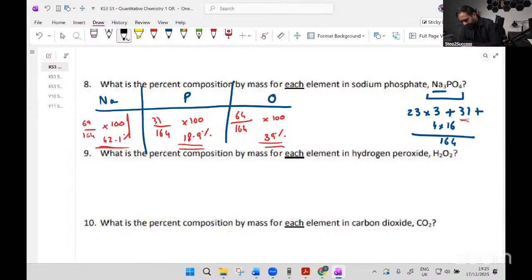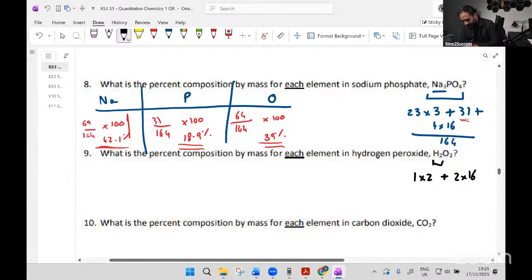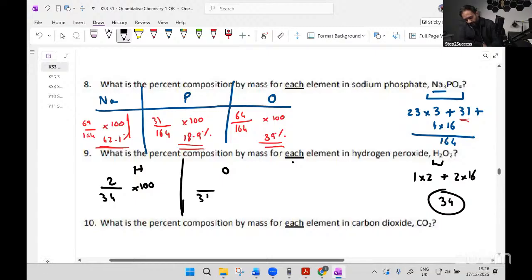But for this one, we need the relative formula mass of H2O2. H on the periodic table has a 1 on it, and there's two of them, so 1 times 2. And oxygen has a 16 on it, so there's two lots of 16. That is 32 plus 2, which is 34. So now, the percentage of each element. So we've got H and O. For the H, out of the 34, 2 came from hydrogen times 100. And out of the 34, 32 came from oxygen times 100.